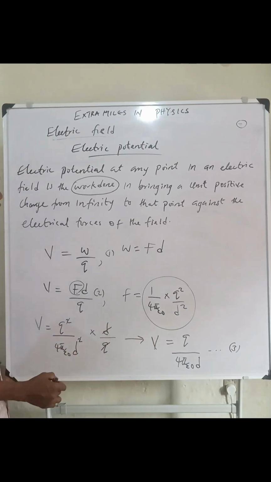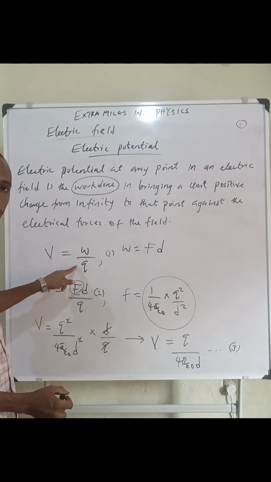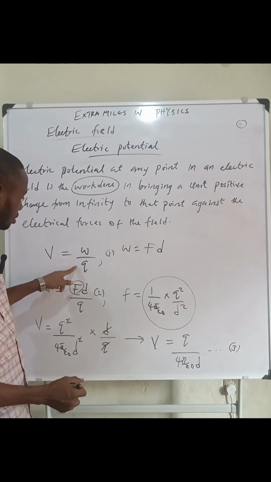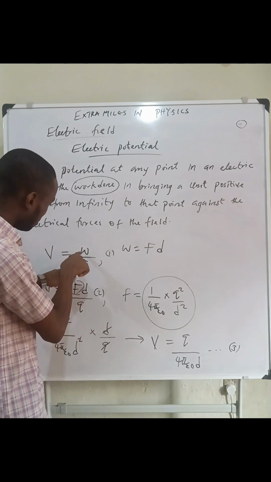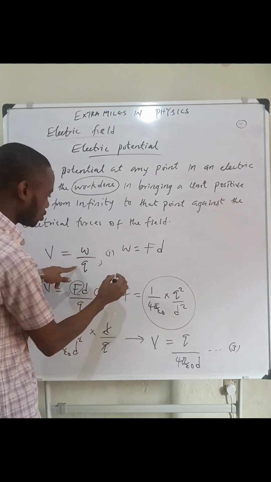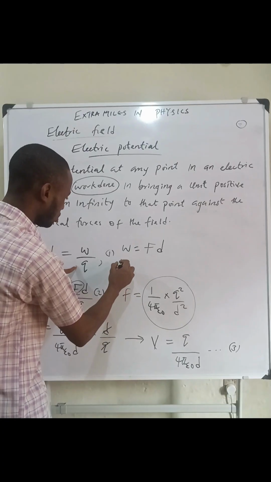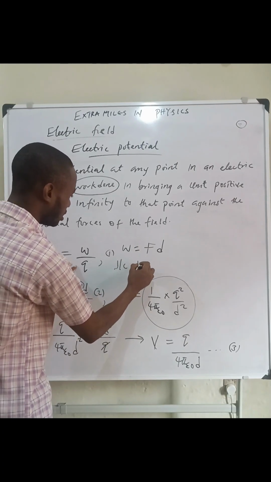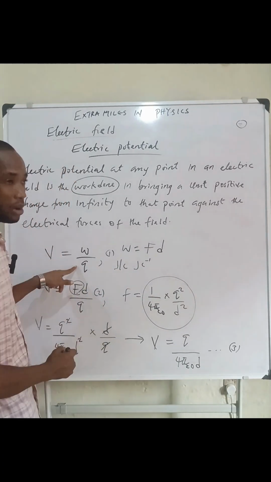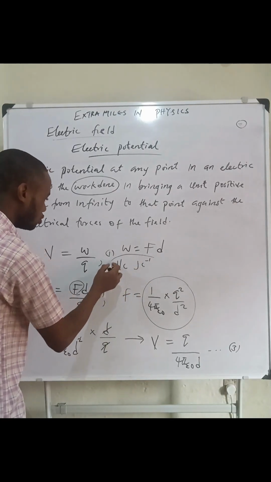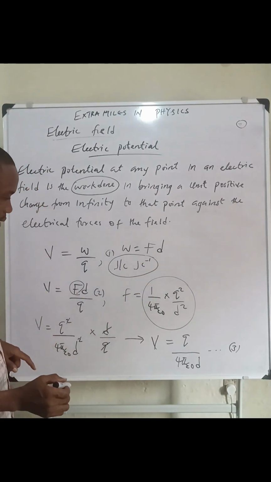Remember, this is 1 and this is 2. Now from this first formula here, what should be the unit of my electrical potential? Remember that work done is in joules and charge is in coulombs. So we have joules per coulomb. Either I write it like this or I write it like this. Both of them are the same thing. So these are our units for electric potential.